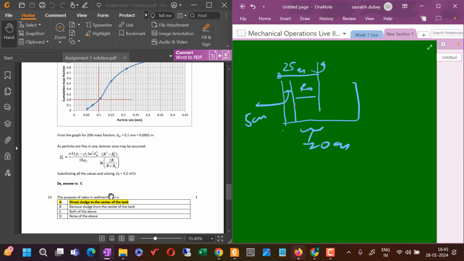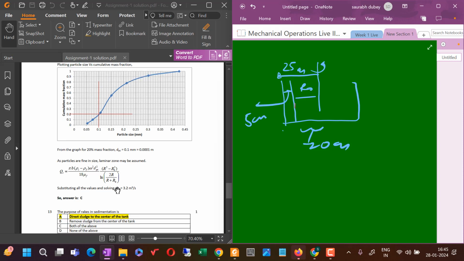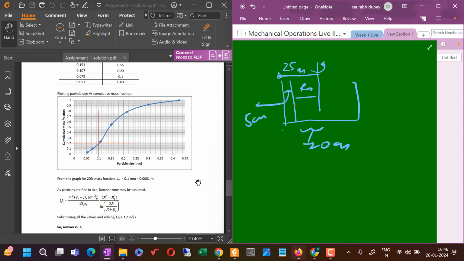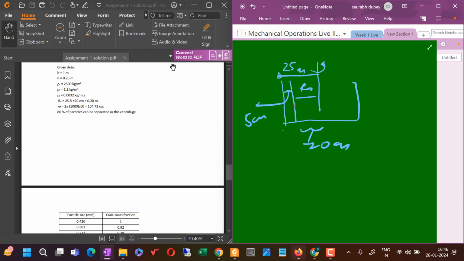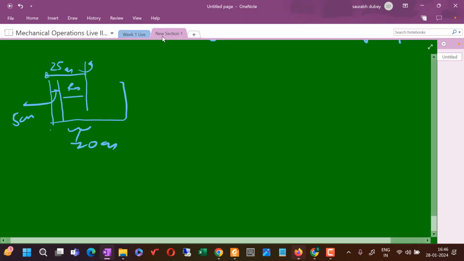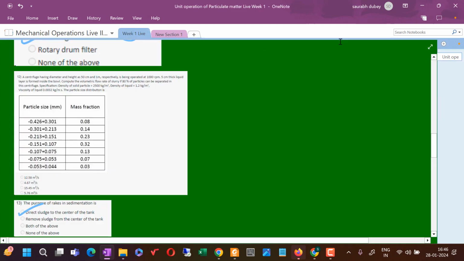And when you incorporate all the values, you know R, you know R0, you know omega, you know dpc. Dpc is like 0.1 mm. And rho s, you know rho f, you know mu f, you know b is the height of the tower. Everything you know, and when incorporated, you will get 3.2 to be the correct answer. So option B is the correct option for the given question.